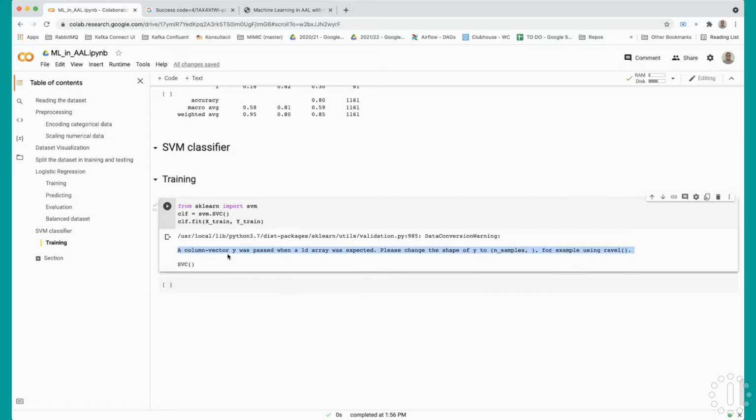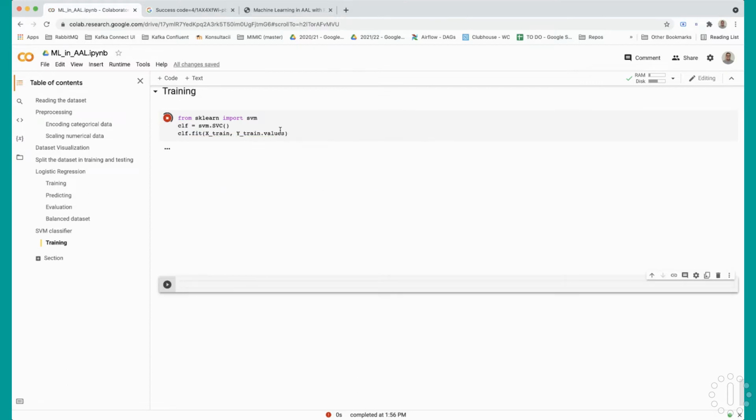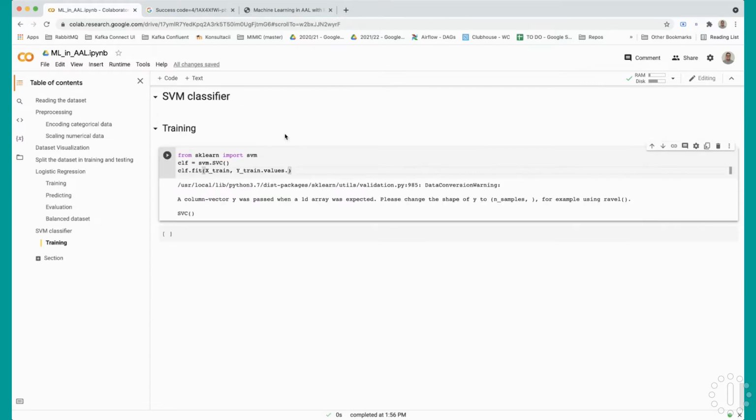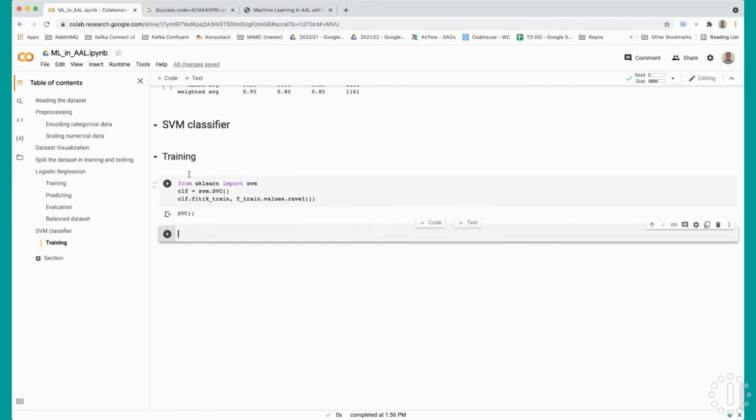Now we have a warning: column vector y was passed when a 1D array was expected. So we'll get the values from here, and then do ravel, like it's suggested in the output. Here it is. The classifier is now defined, and the values are fit.